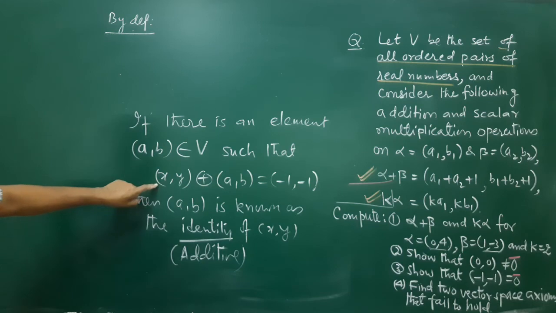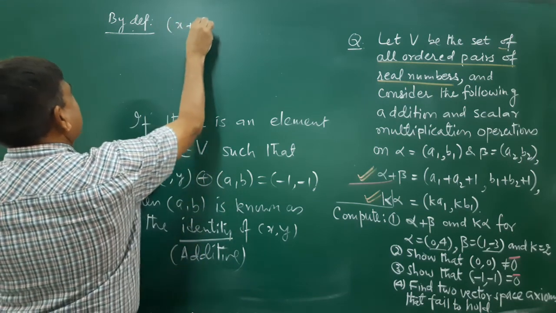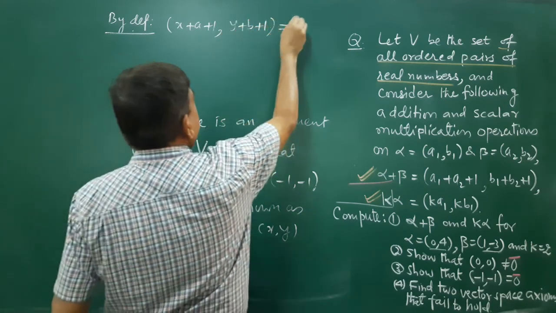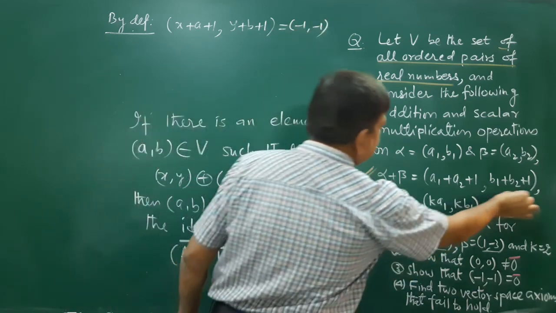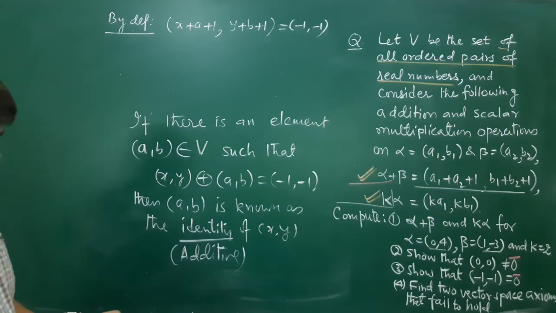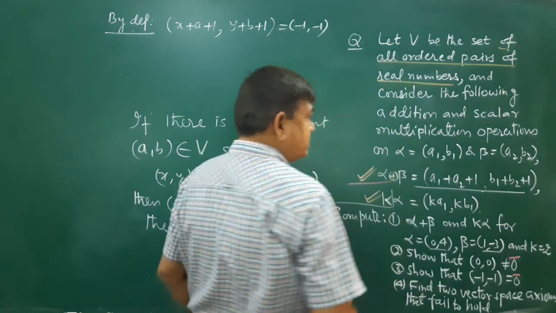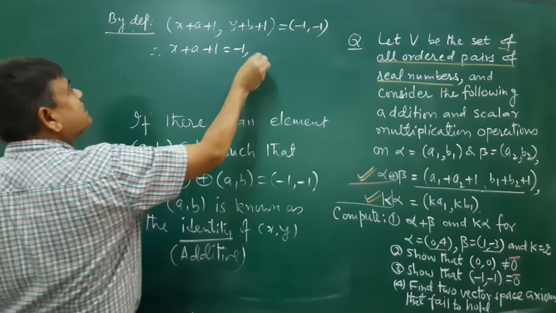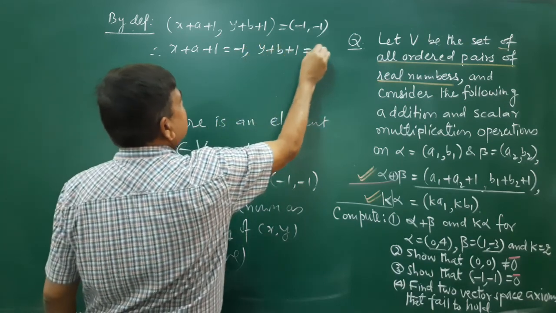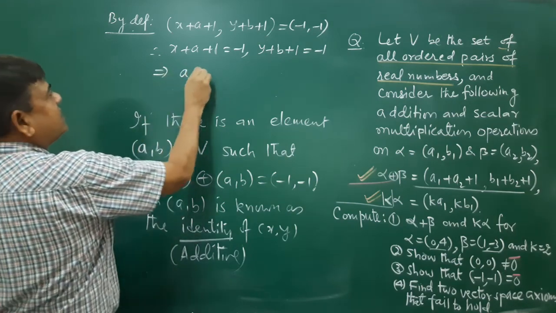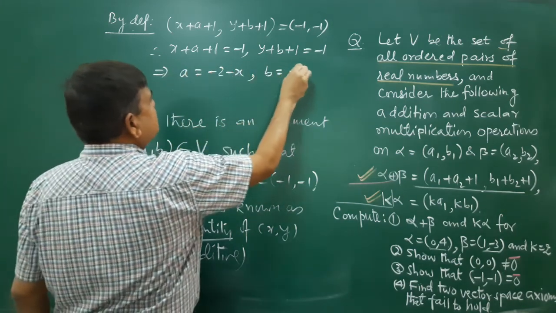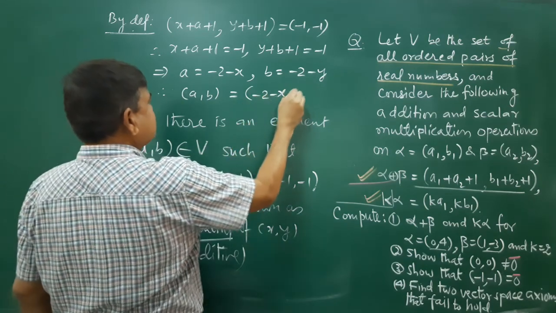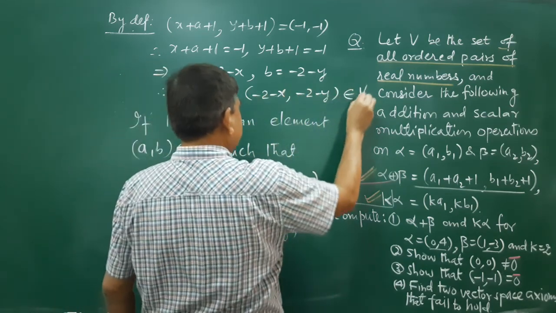By definition, this says x plus a plus 1, y plus b plus 1 equals minus 1 comma minus 1. This definition is given to us. We are using this. Okay, remember. So, this is x plus a plus 1 equals minus 1 and y plus b plus 1 equals minus 1. This implies a equals minus 2 minus x and b equals minus 2 minus y. Therefore, a comma b is minus 2 minus x, minus 2 minus y, and this belongs to V.